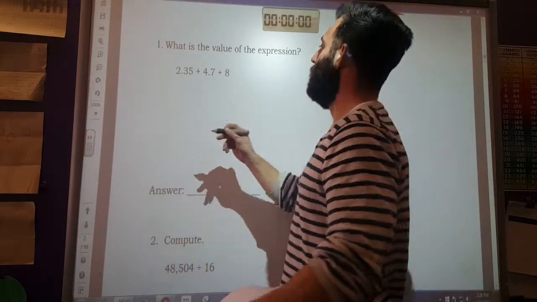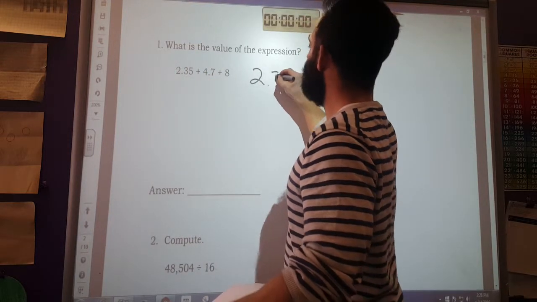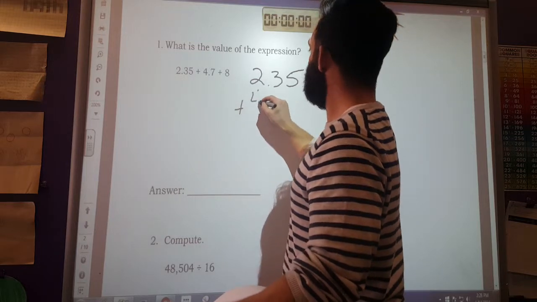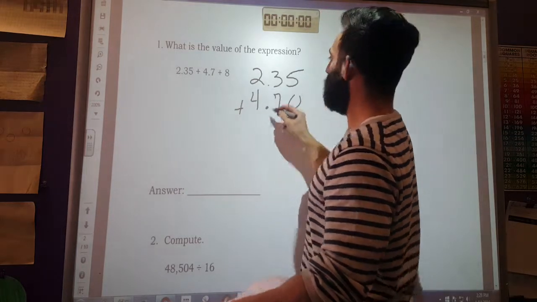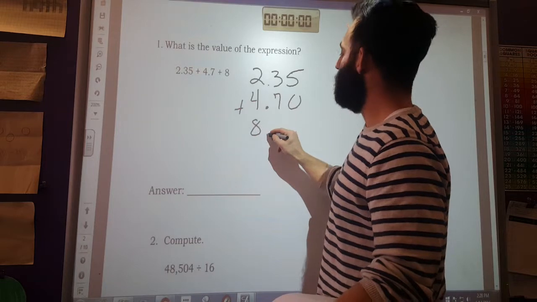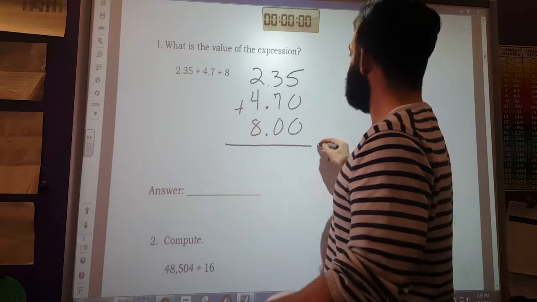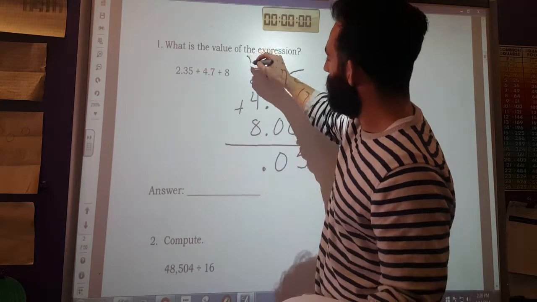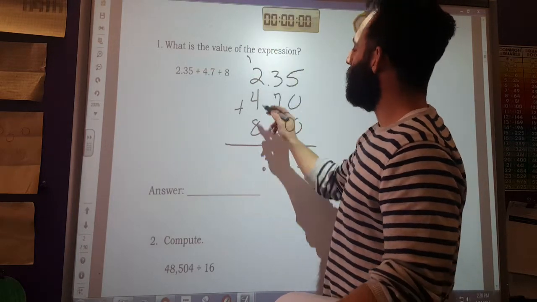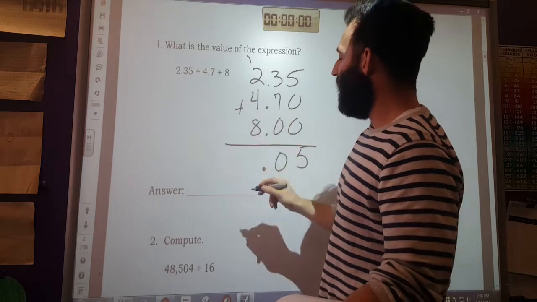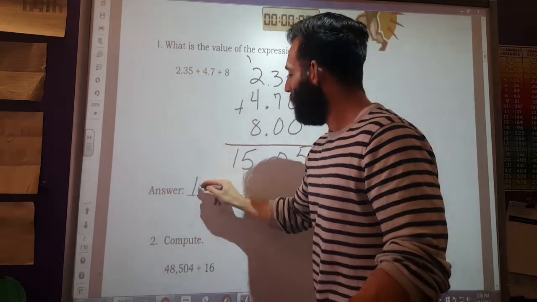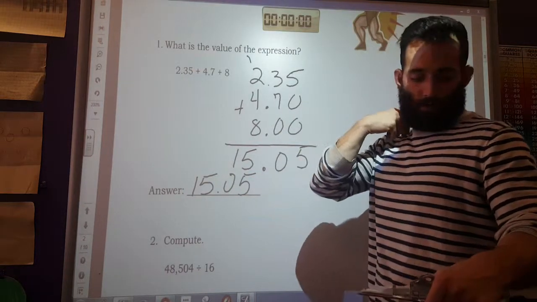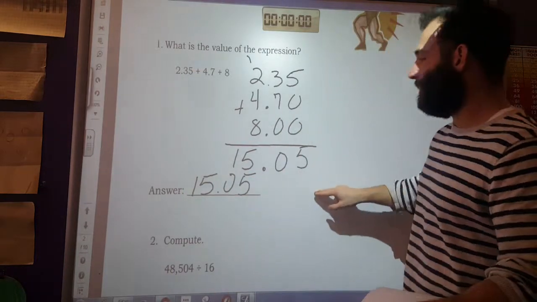The expression 2 and 35 hundredths plus 4 and 7 tenths plus 8 gives us an answer of 1 plus 2 is 3, plus 4 is 7. 7 plus 8 is 15. 15 and 5 hundredths. Now, my next one.